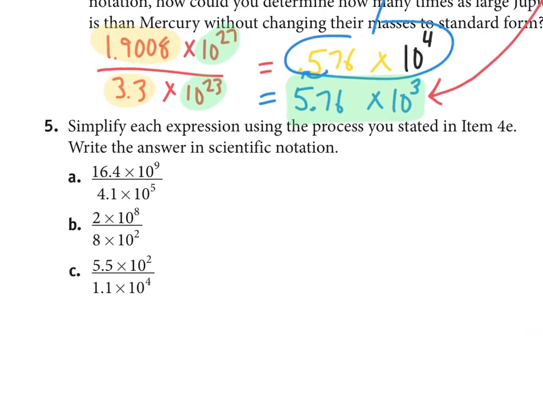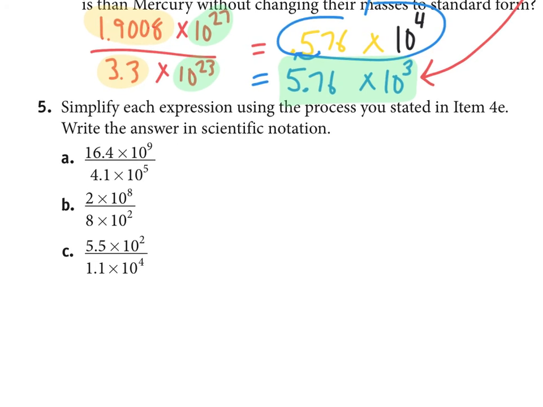All right, let's simplify each of these and write our answer in scientific notation. Let me just spell out exactly what we're going to do. We're going to do the 16.4 divided by 4.1, and then times 10 to the 9th over 10 to the 5th. So I'm just treating it as division problems, and like we did before, I'm going to divide the factor part and then separately divide the 10 to the power part. Okay, so let's see what we get.